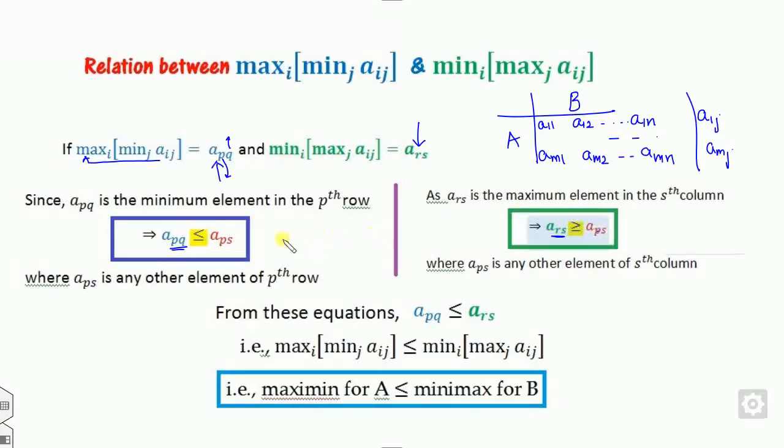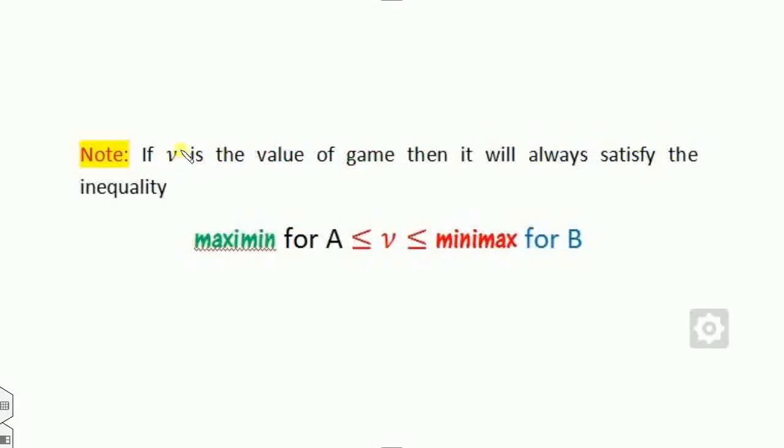So look at these two relations, relation number one and two; from them we get this result: the maximin is always less than or equal to the minimax. Since this is a less-than sign, if there exists anything in between them, that value is called the value of the game, and our task is to find this value.